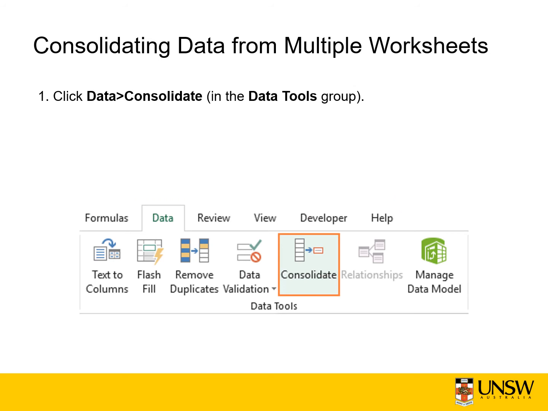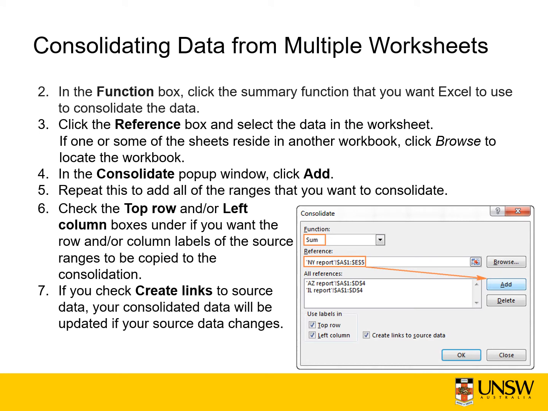In order to use the consolidate feature, first click the cell where you want the consolidated data to appear, then go to the data tab and click consolidate. Then in the consolidate window, select one of the summary functions you want to use to consolidate your data from the function box. There are different functions such as sum, count, or average. In this example, we use sum.